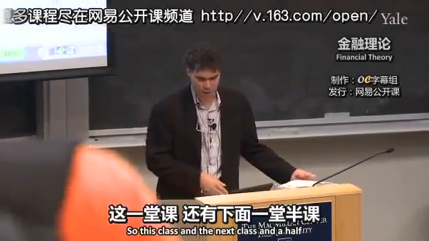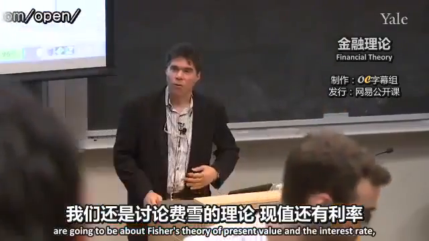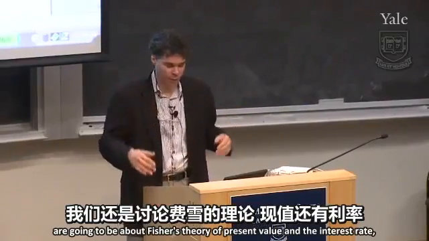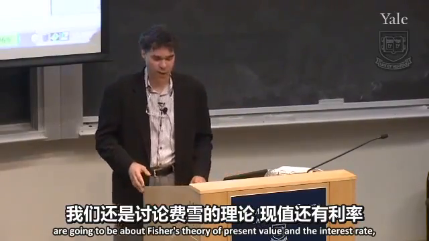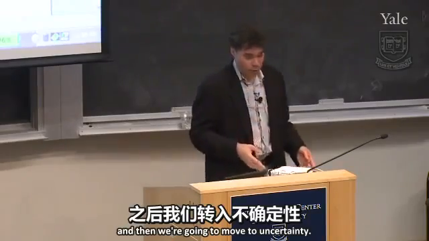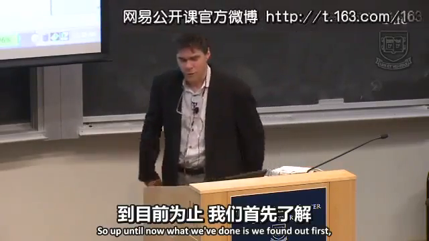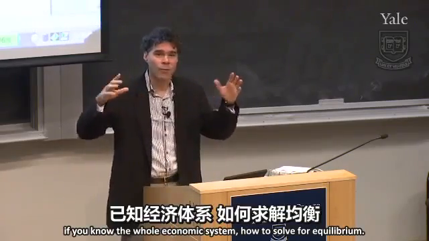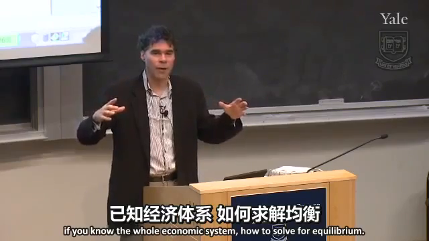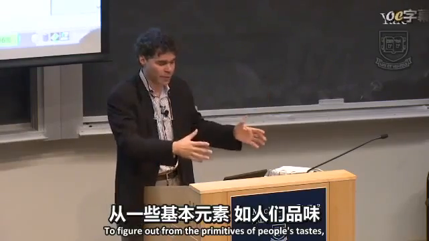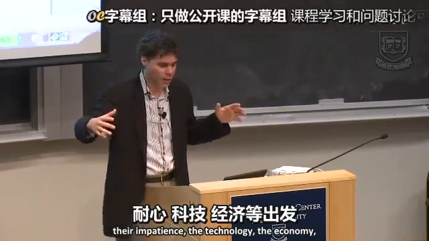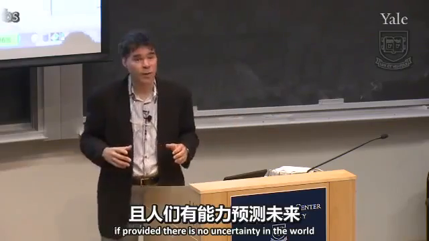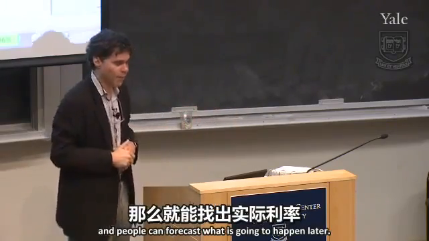This class and the next class and a half are going to be about the end of Fisher's theory of present value and the interest rate, and then we're going to move to uncertainty. Up till now, we found out how, if you know the whole economic system, to solve for equilibrium, to figure out from the primitives of people's tastes, their impatience, the technology, the economy, what the real rate of interest is, provided there's no uncertainty in the world and people can forecast what's going to happen later.